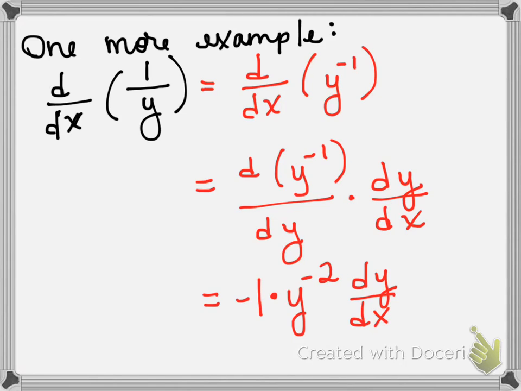dy dx is what we don't know, so we're just going to write it as dy dx. If you prefer writing dy dx as y prime, that's perfectly fine too. And then of course you can leave it like this, or you can go ahead and write it as negative 1 over y squared times dy dx.